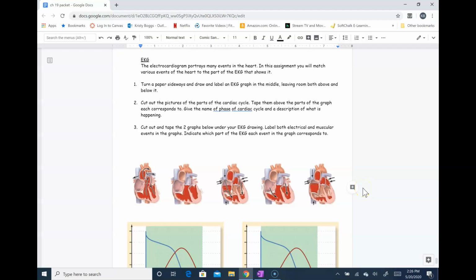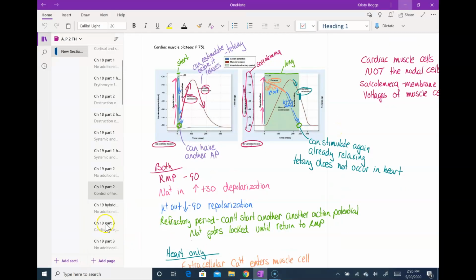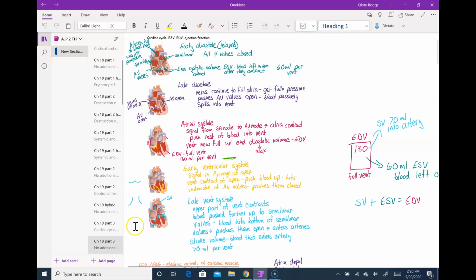Here's an explanation for how to do this part of your lab. So the first thing you notice is you have all these pictures of the heart. These are the different stages of the cardiac cycle. So you want to use this section of your notes. Here are those pictures with the names and descriptions of the phase of the cardiac cycle.